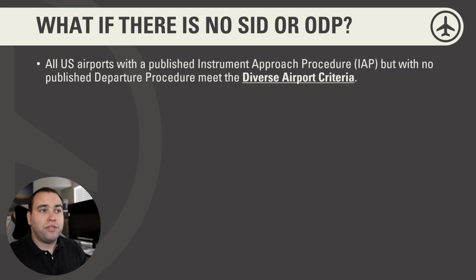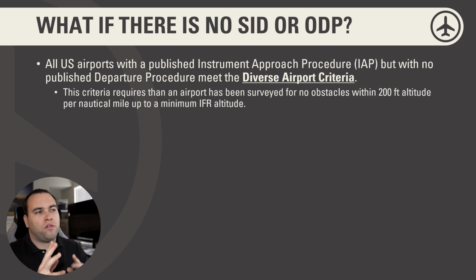All U.S. airports with a published instrument approach, but with no published departure procedure, meet what's called the diverse airport criteria. So what does that mean? This criteria requires that an airport has been surveyed for no obstacles within a 200-foot altitude per nautical mile up to a minimum IFR altitude.